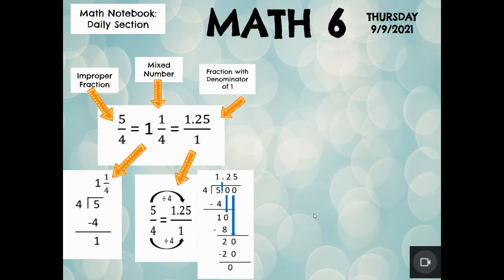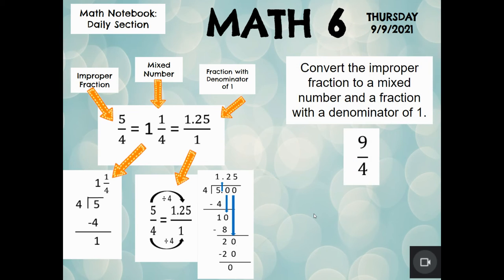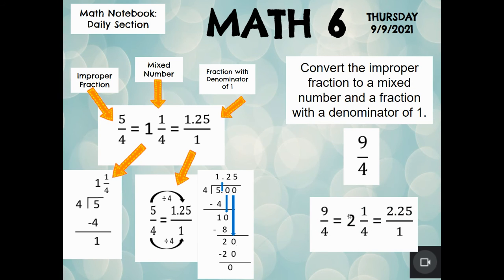This was, I'm sure, confusing. Convert the improper fraction into a mixed number and a fraction with a denominator of 1. Okay, so we're going to take 2 wholes this time out of 9. We're going to take 8 out of 9, and we're going to write it as 2, and then 9 minus 8 is 1, 2 and 1/4. Okay, there it is. And then we can go ahead and do the standard algorithm for 9 divided by 4, the same as we did it over here for 5 divided by 4, and this is our answer on it.